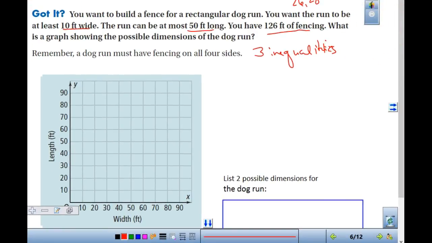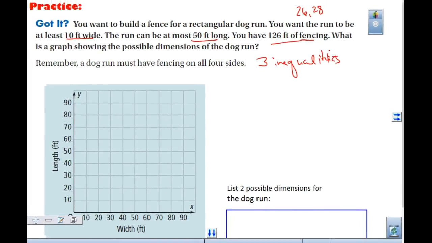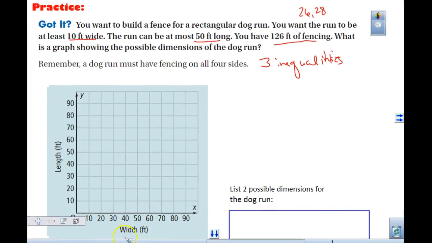As we look at our inequalities, okay, notice on your graph that the width is x. So when we think of that we want it to be at least 10 feet wide, what we're really talking about is x, which is our width. We want that to be what? Greater than or equal to, would you say, or less than or equal to 10? We want it to be at least 10 feet. Owen, what do you think? Greater than or equal to 10 feet.